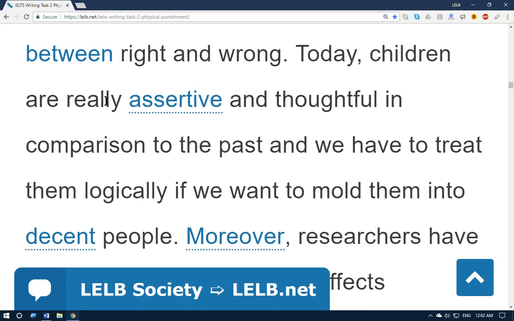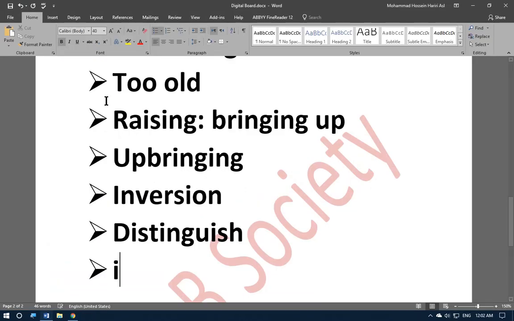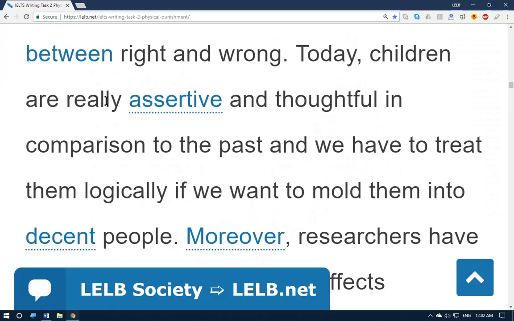Decent means good. So actually the opposite is indecent. Mold them into it means we just educate them to act in a particular way and to form some habits, you know.